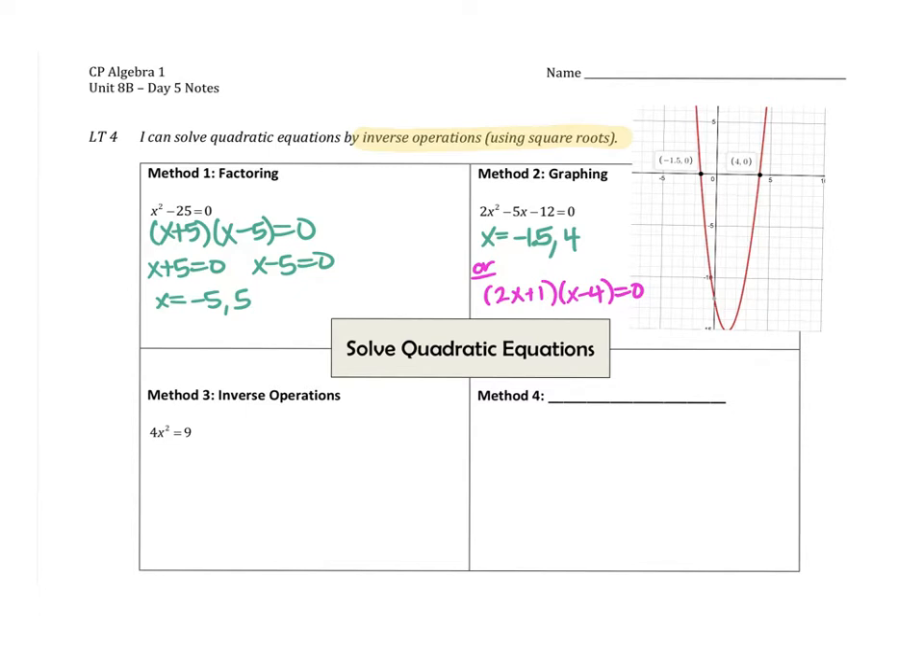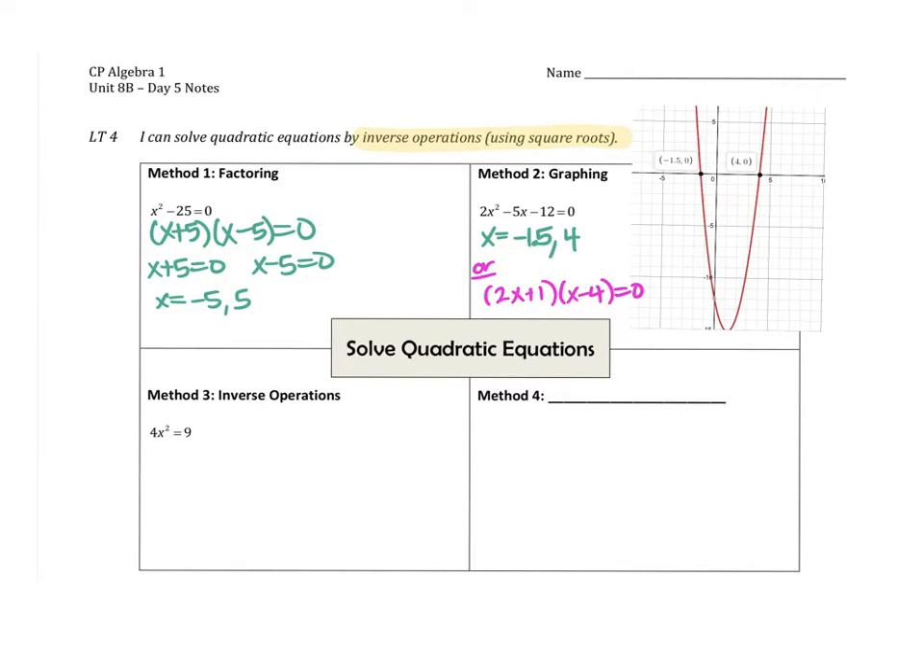Okay, so for the first one, we should have gotten the solutions x equals -5 and 5 using the difference of squares pattern. For the next quadratic solved by graphing, I typed it into Desmos and got my x-intercepts of -1.5 and 4. Because those are rational, exact solutions, I could have also factored it. I didn't expect you to do that, but you could have factored it to 2x plus 1 times x minus 4 equals 0, and we would have gotten the same solutions.